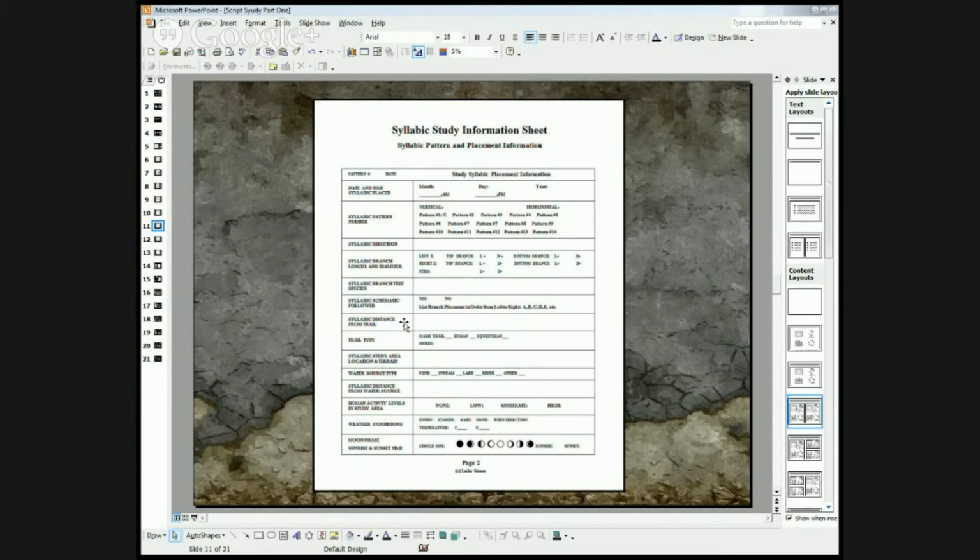The syllabic distance from the trail type, the syllabic study area, the location and the terrain, water source type, syllabic distance from water source, human activity levels, none, low, moderate, or high, weather conditions, and even the moon phases. And there's been a lot of great information gathered on moon phases during this study. It's pretty incredible. Okay, we'll move on to the next page.